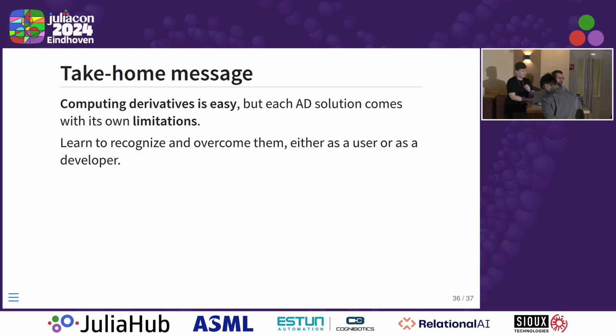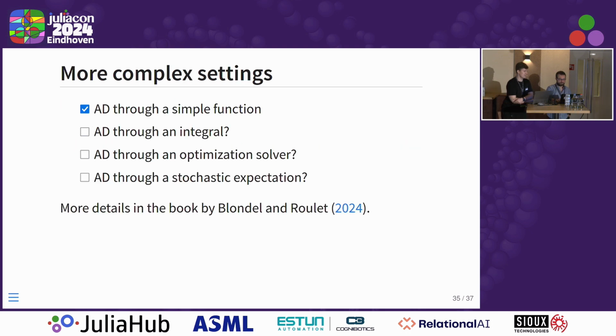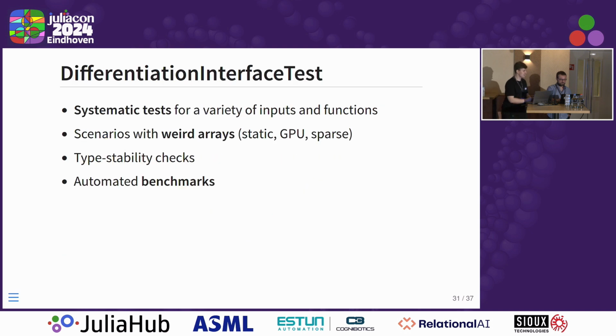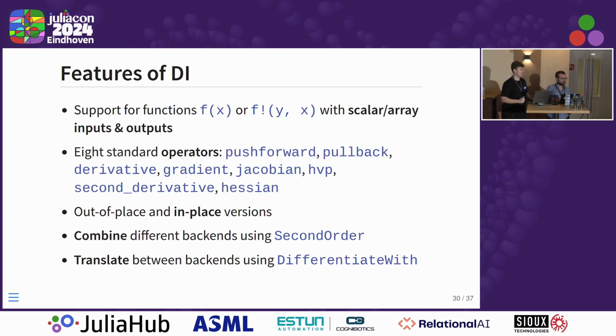Yeah, maybe one sentence on this also. Maybe what you're looking for is this DifferentiateWith function, which allows you to automatically generate custom forward and reverse rules by calling other backends. We're sort of pretending to implement a forward or reverse rule, but we're actually calling another backend in the background. That's something that maybe you would have written by hand, but that you can now do through DifferentiationInterface.